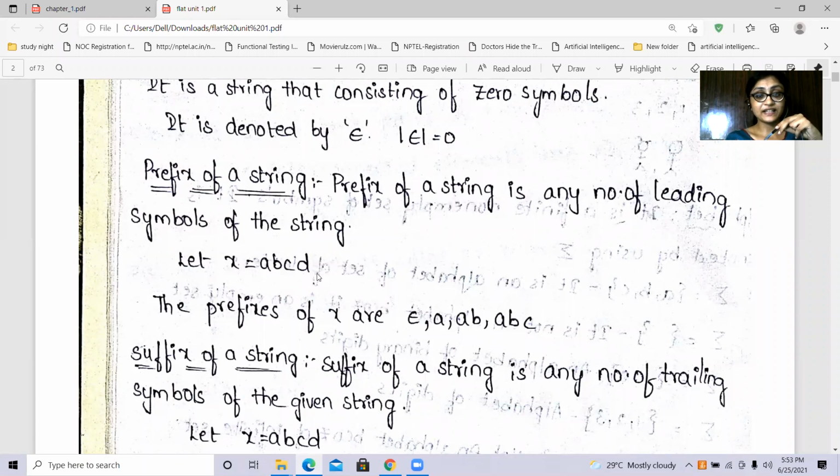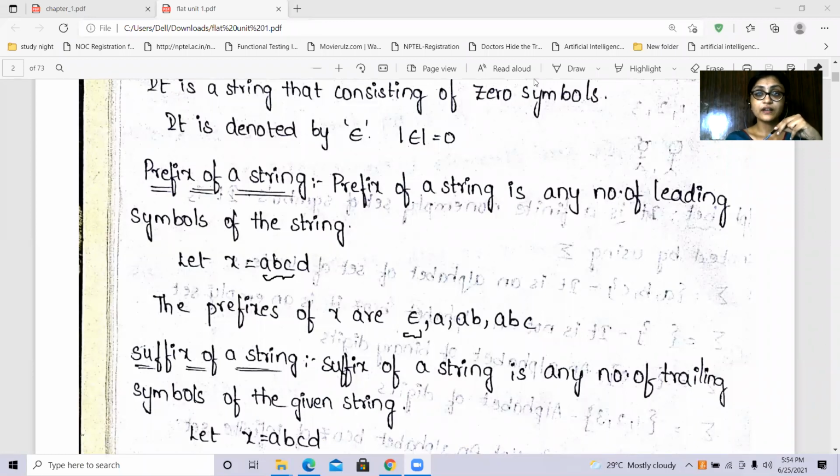Here, prefix means nothing but we have to consider the leading symbols. Leading symbols means the symbols which are in the front of the string. Here, the leading symbols are A, B, C. So we can write the prefixes of X as epsilon. Epsilon means empty string. Before the A, there is no string present. This can also be considered as a string. Hence, we can write epsilon, A, AB, ABC. These are all called the prefixes of the string.